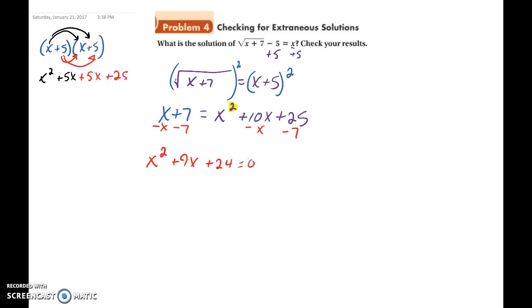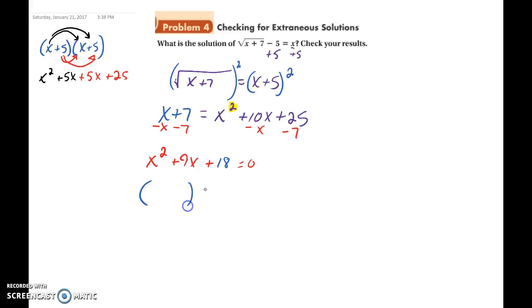Now remember, it does not matter which method you choose. I'm sorry, not 24, plus 18. Right, now, it does not matter which method you choose. Meaning, you can use the quadratic formula, you can complete the square, you can do any method that we've learned in an earlier chapter. This one is set up easy for us to factor.